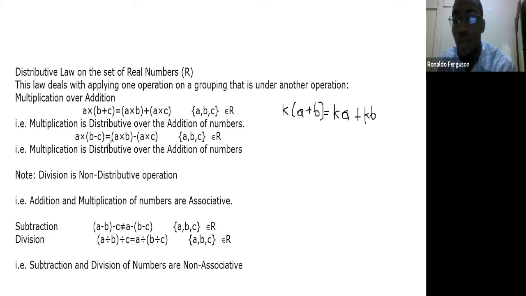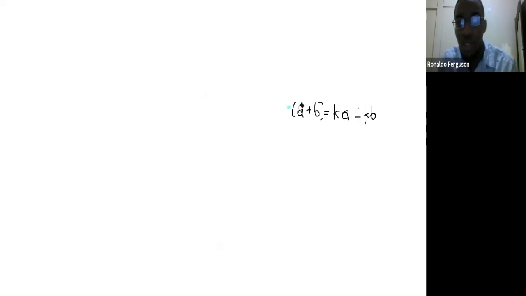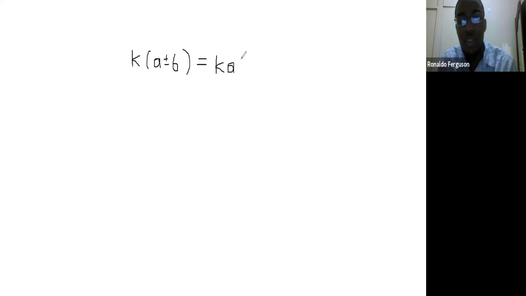Multiplication also distributes over subtraction. So we have a times b minus c is equal to a times b minus a times c. Let's look at some examples to show why that is. Showing the distributive property, k times a plus or minus b, we show that it's going to work out to be equal to k times a plus or minus k times b. That's the distributive property that we're showing.